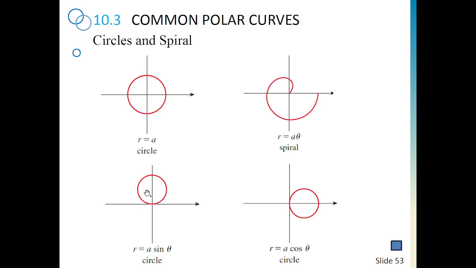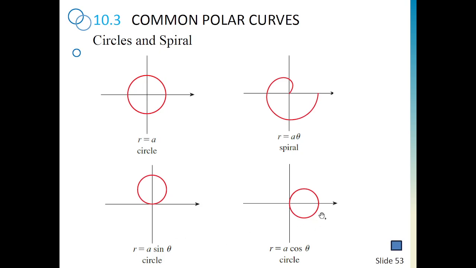And again, it's easy to remember when you have a sine theta, it's a circle. Sine is linked with the y-axis, and the radius is half of the number in front. Okay, and the center is x equals 0, and then y equal a over 2, obviously.